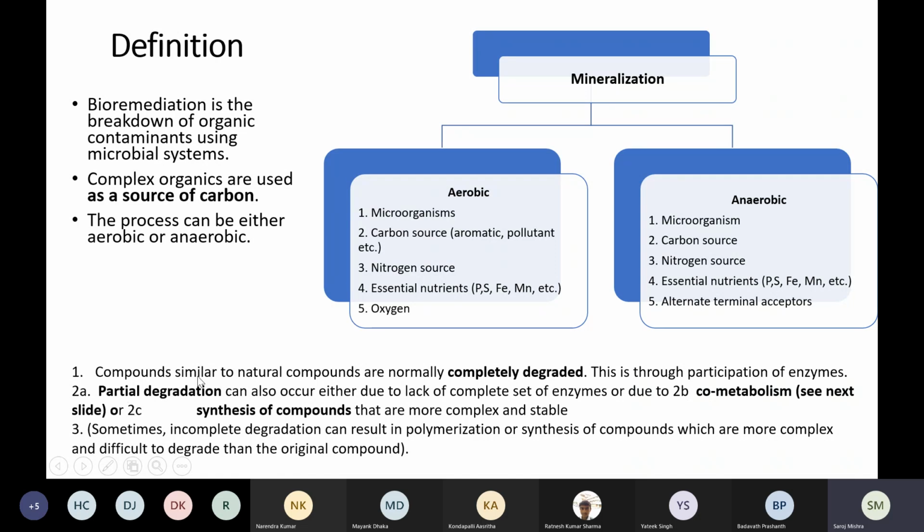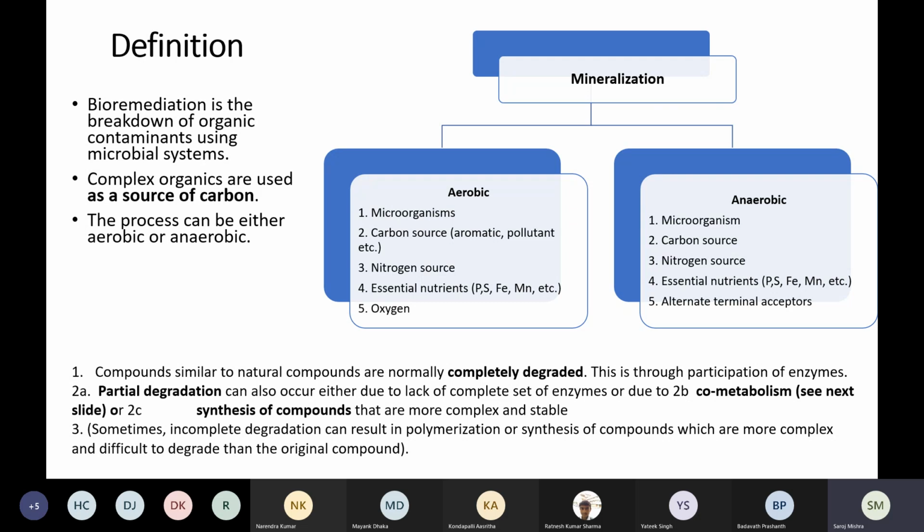Firstly, the compounds which are very similar to natural compounds are normally completely degraded. For example, there are certain hydrocarbons which are aromatic compounds, very similar in structure to lignin, which is already a natural compound. When plant litter accumulates in the soil, the leaves are constantly being shed, and the tree trunk, for example, falls on the surface of the soil. The plant cell walls contain lignin, and there are already microbes present in the soil, both bacteria as well as fungi, which are able to degrade this lignin, cellulose, and hemicellulose.